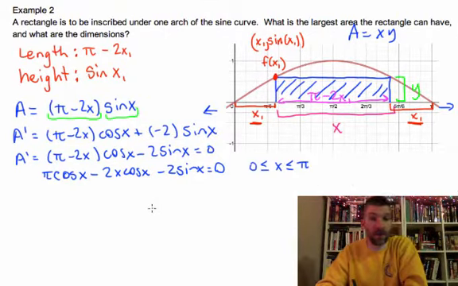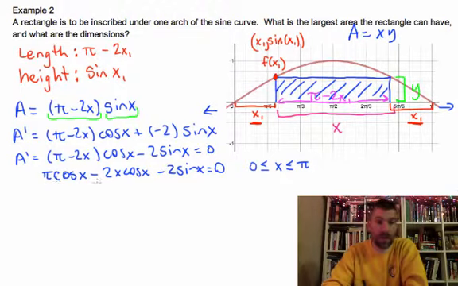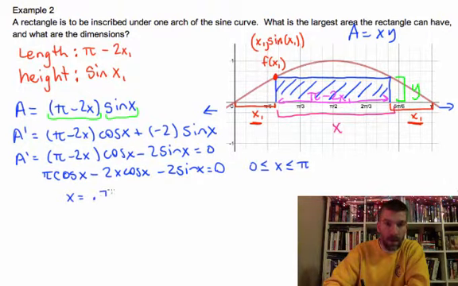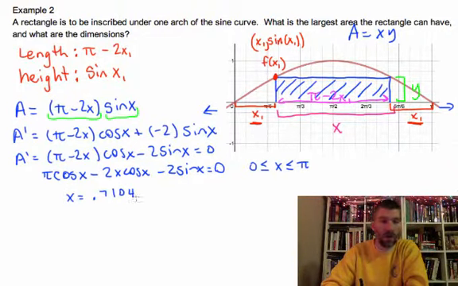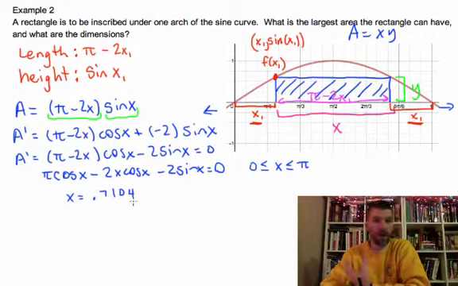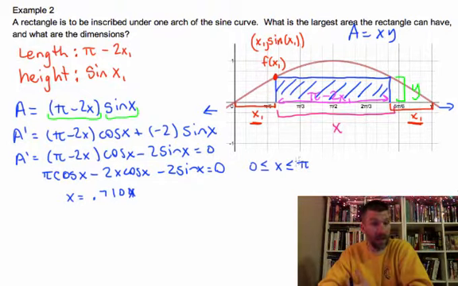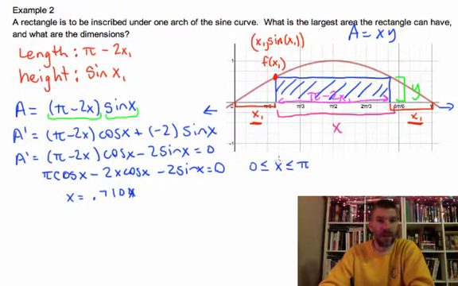All right, did you use your calculator? What'd you get? If you graph this line right here, you should get that x equals, what I got was 0.710. We can write a 4 here if we want, or a 5, but what I would encourage you to do is truncate at 3 decimal places. So 0.710 is my value of x, which occurs between 0 and pi, and that allows me to have the largest area rectangle. Okay, so what does that mean?